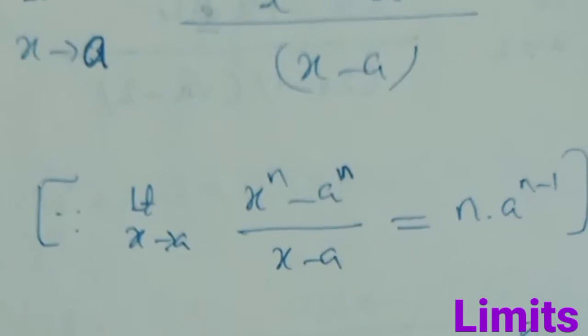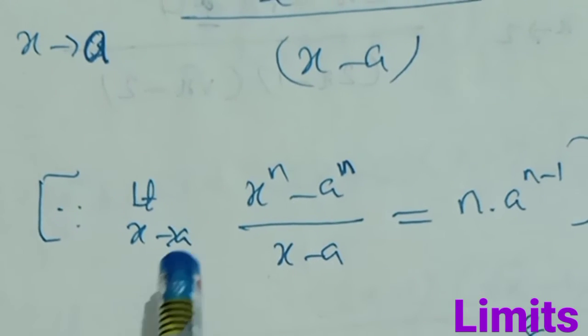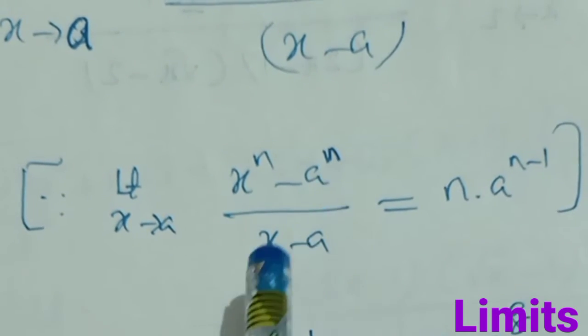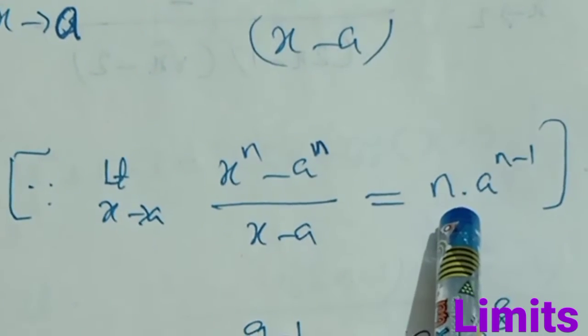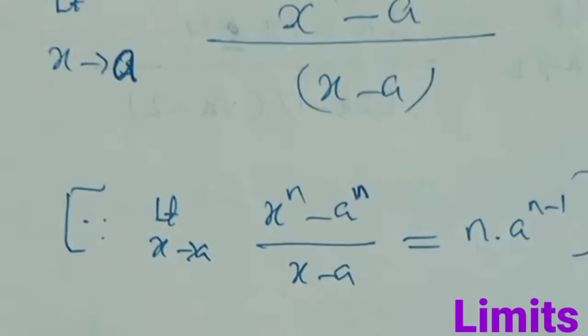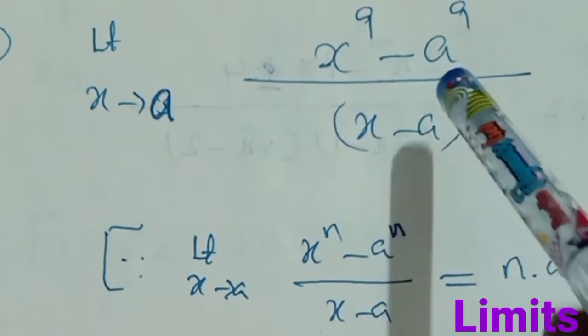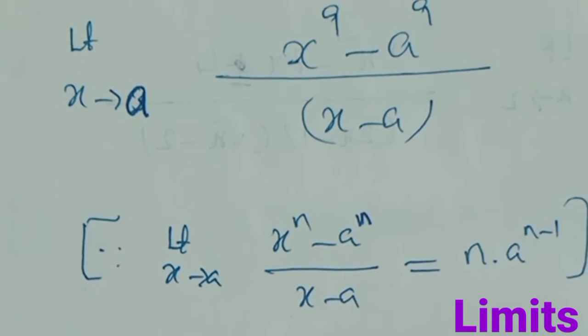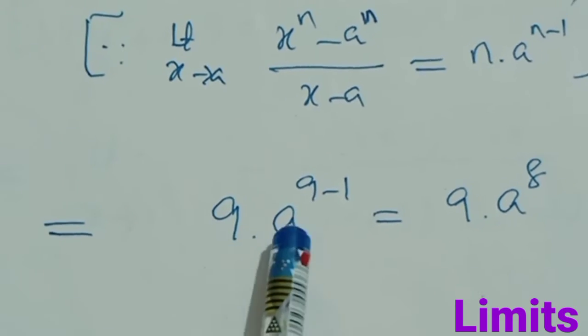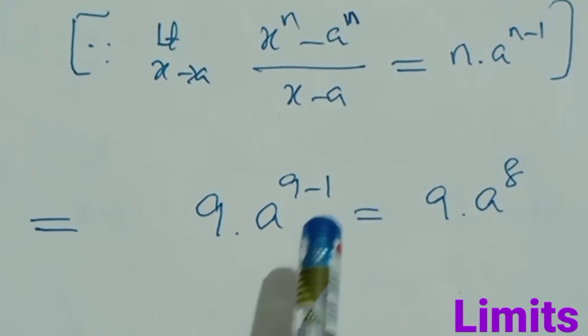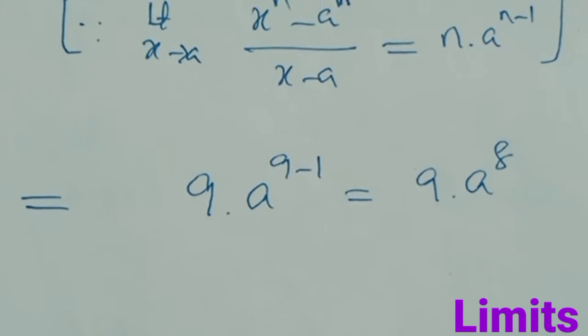Now identity is limit x tends to a, x power of n minus a power of n by x minus a, it is equal to n into a power of n minus 1. Now comparing this identity, here n is equal to 9, so finally we write 9 into a power of 9 minus 1, so it is equal to 9 into a power of 8.